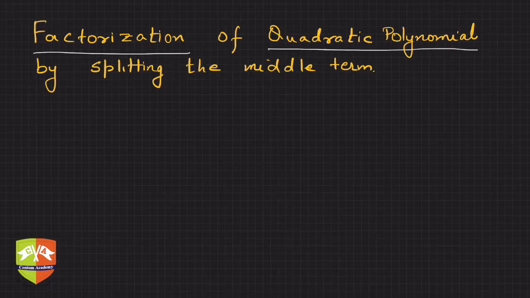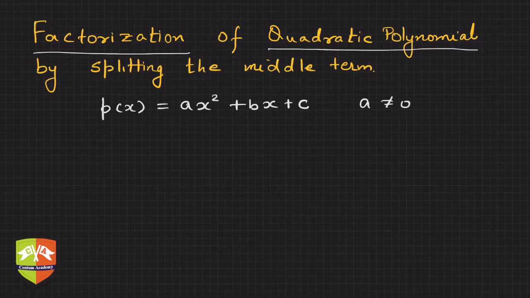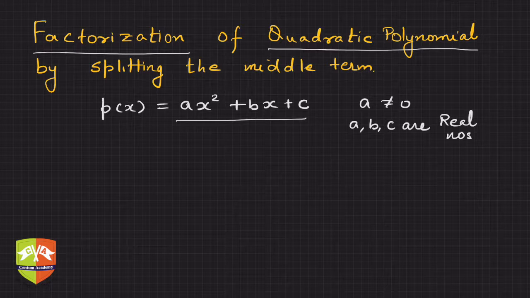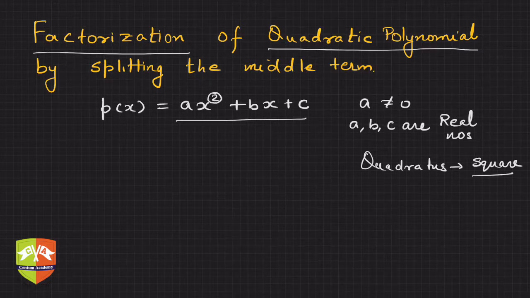So what is quadratic polynomial? Any polynomial of the form, so I am saying p of x is a polynomial of the form ax squared plus bx plus c, where a is not equal to 0 and a, b and c are real numbers. Any such polynomial will be called quadratic. Quadratic comes from Latin word quadratus, which meant square in Latin. Hence, if you see, the degree here is 2, so it is a square polynomial. The degree of px is 2, so we call it quadratic polynomial.